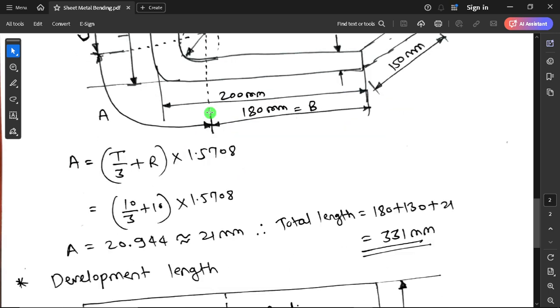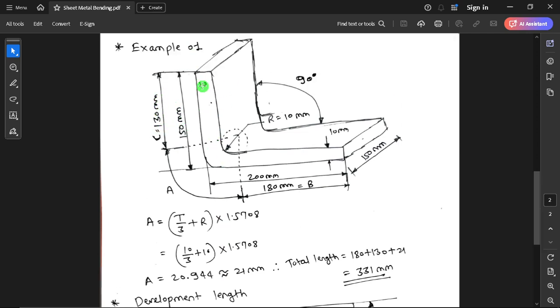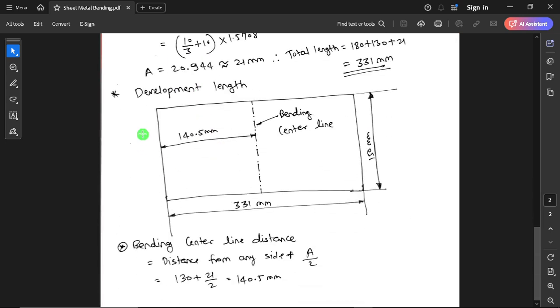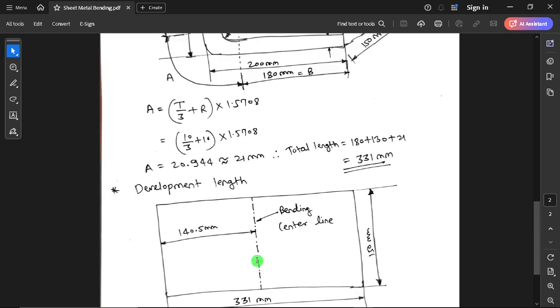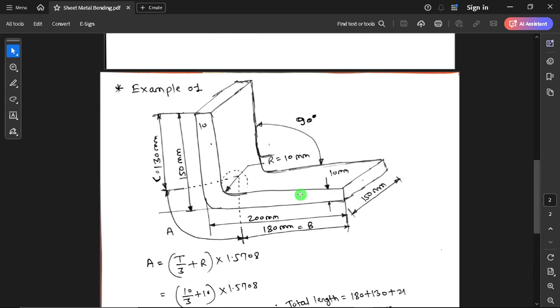So to get that bending center line from any edge, you have to take this distance. If I take 130 mm, and add half of A, I will get the bending center line distance. Same I have shown here. 331 is the total distance, which is the development distance, and the distance from any side is 130 or 180, you can take. I took 130 mm plus A by 2. My A came as 21 mm. 21 by 2, the distance comes to 140.5. From any edge, if you put the center line at 140.5 mm, you will get this object.